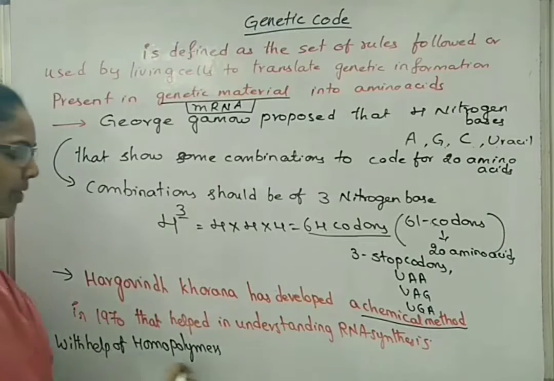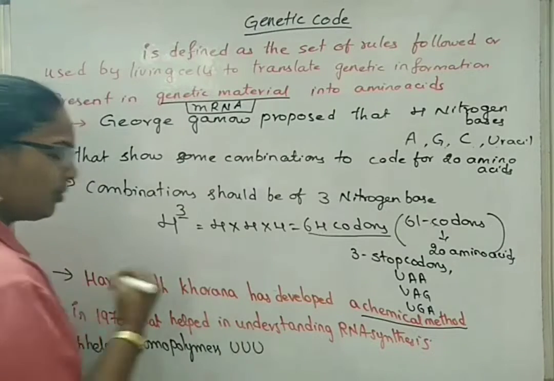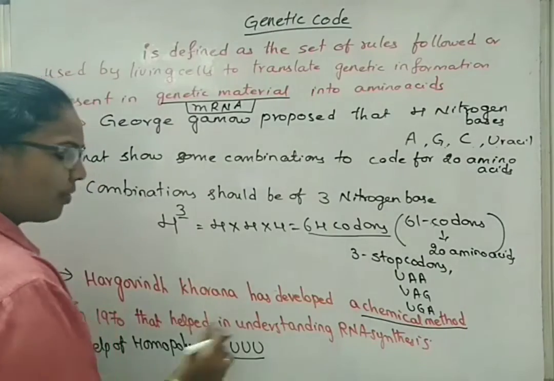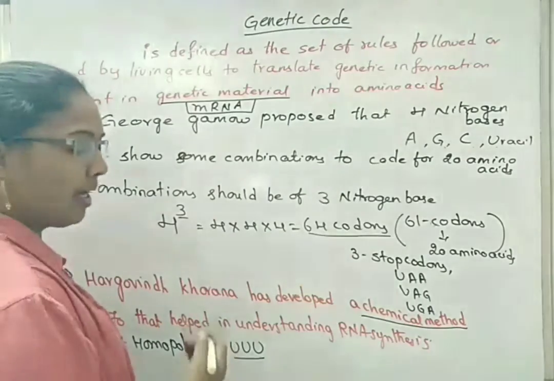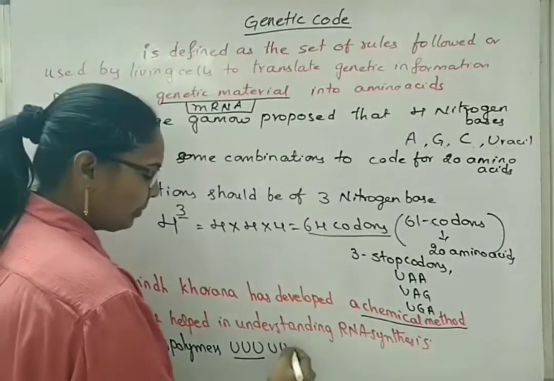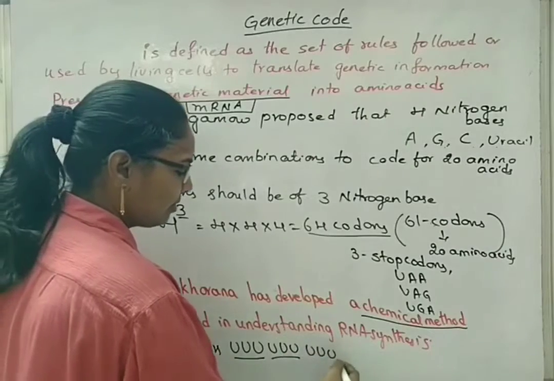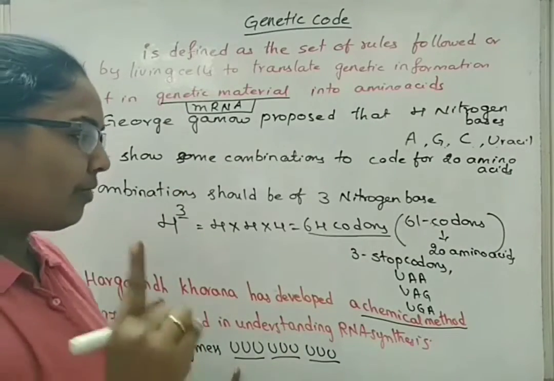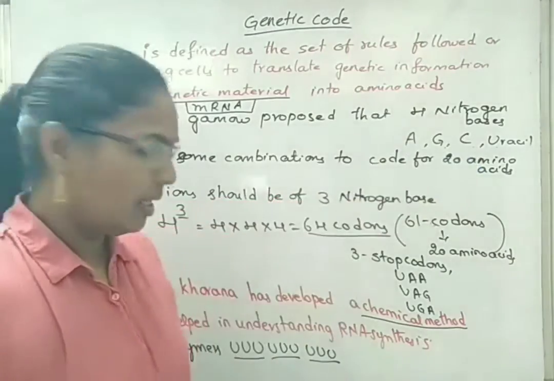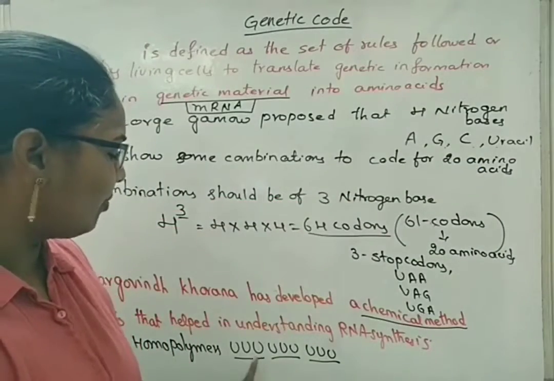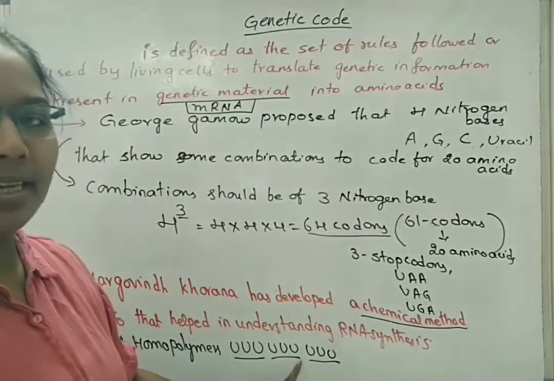We can take an example for homopolymers as uracil, uracil, uracil, the same type. They code for the amino acid phenylalanine. So he kept on mixing this. When he took only one type of nitrogen base out of the 4, he saw the formation of the amino acid phenylalanine.